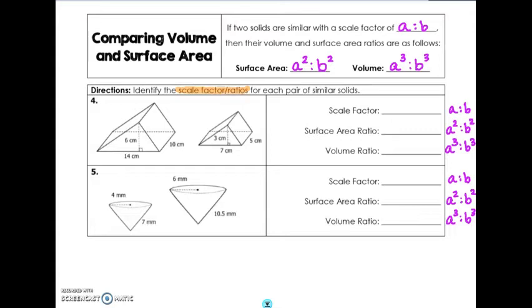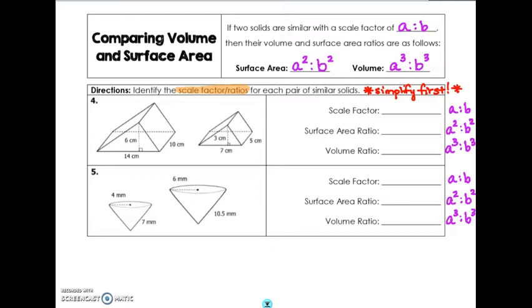So here we're going to identify the scale factor or ratio. So we're solving for scale factor or those ratios for each pair of similar solids. Note we're given that the solids are similar, so we don't have to determine if they are similar or not. It's given that they are. One thing I want to remind us is that we always want to simplify first. In this case, we're given the scale factor, we'll want to simplify first, but you always want to simplify your fraction first. So let's get started.